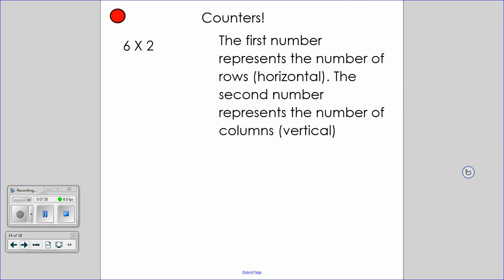Alright. We're going to make the multiplication equation 6 times 2. And we're going to do that with our counters. But first you're going to draw it in your notebook. So in your notebook, write 6 times 2. Turn back to the page that we're working on.